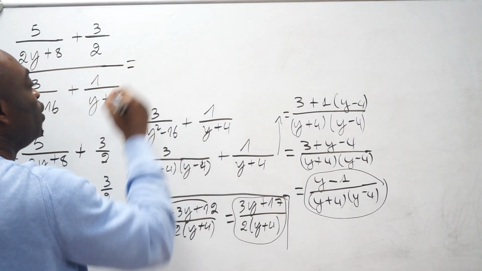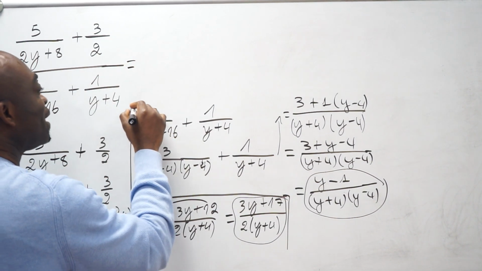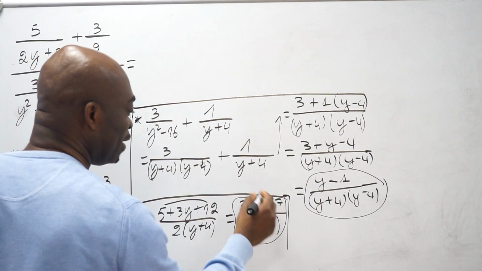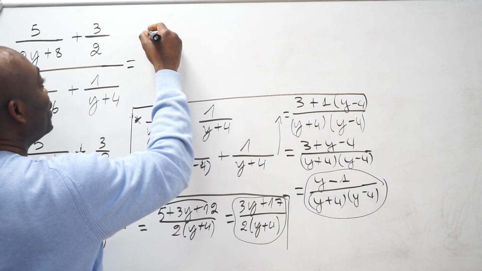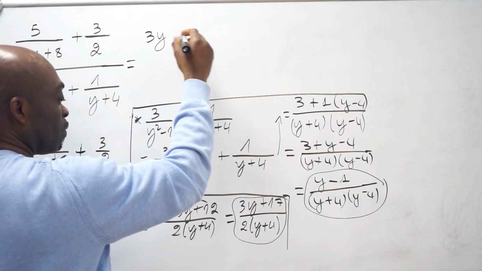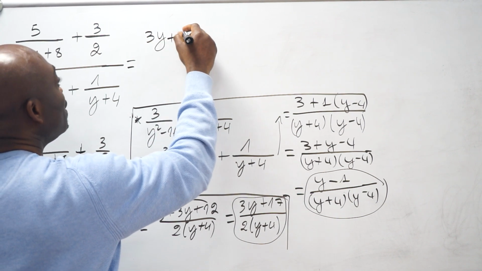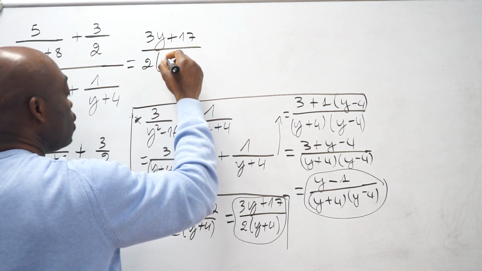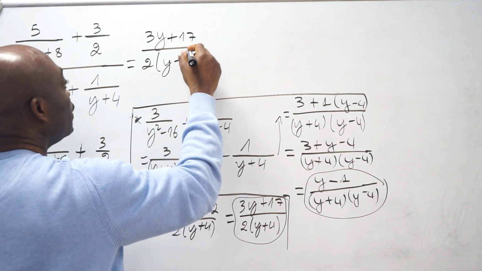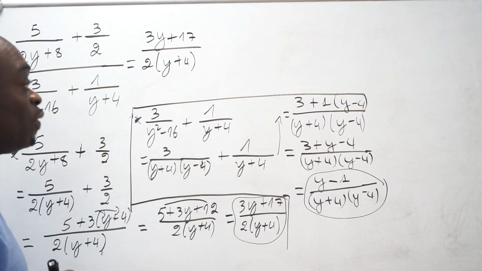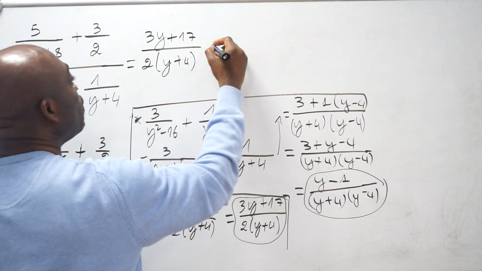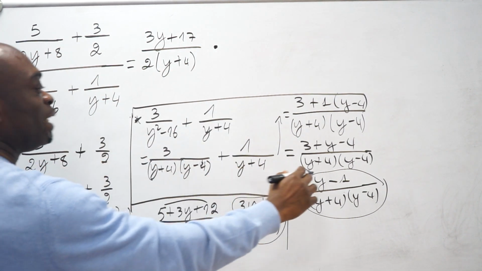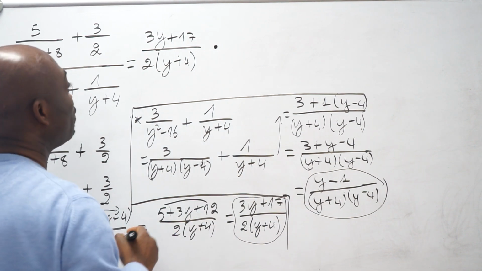And then now we can go ahead and say, let's combine them up. So that means we have this one here, which is 3y plus 17 divided by 2 times y plus 4. All right? So that's what we get. Now the division, we change it to multiplication. All right? And then we flip over the second fraction.